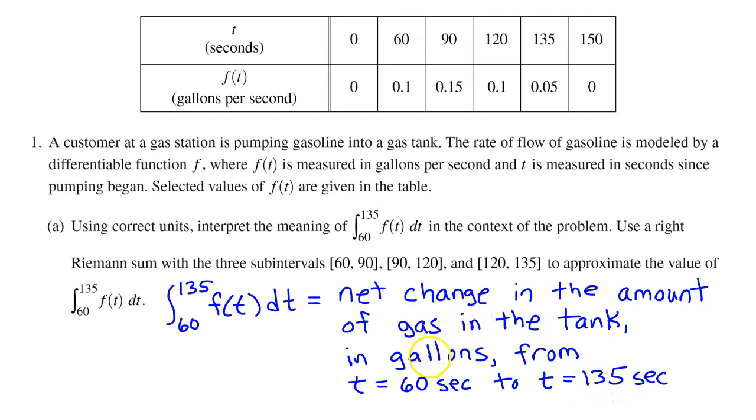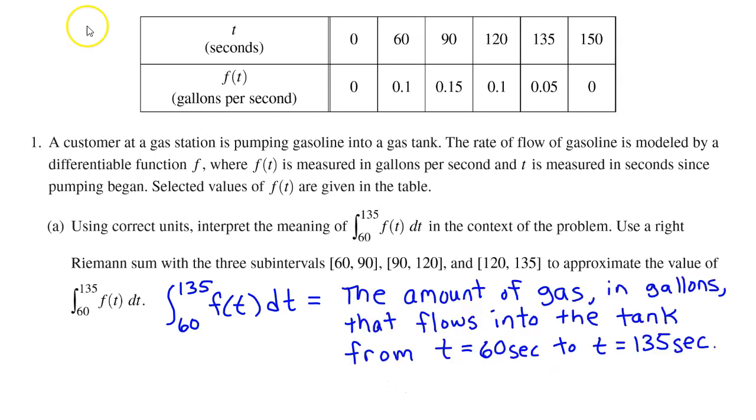Make sure you mention your units. You will lose a point on the AP exam on a problem like this if you don't mention gallons and seconds. This wording feels a little bit awkward to me. Let's see if we can get across the same concept in a more straightforward way. This integral represents the amount of gas in gallons that flows into the tank from t equals 60 seconds to t equals 135 seconds.